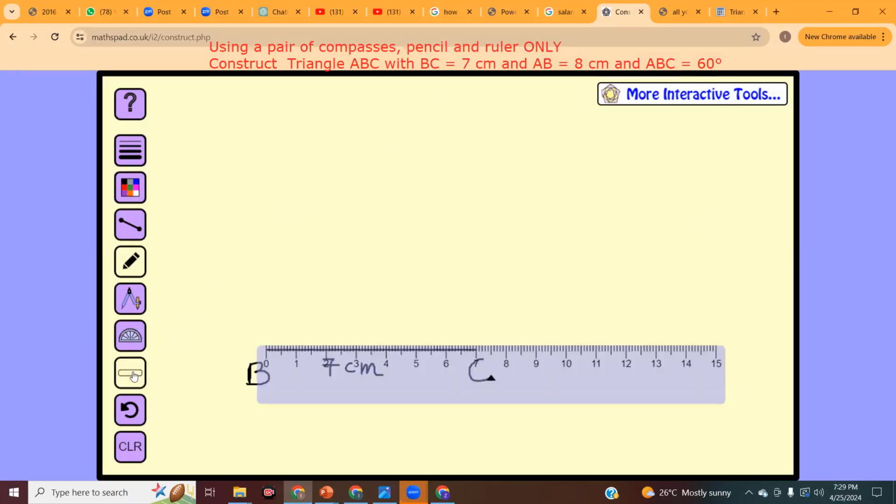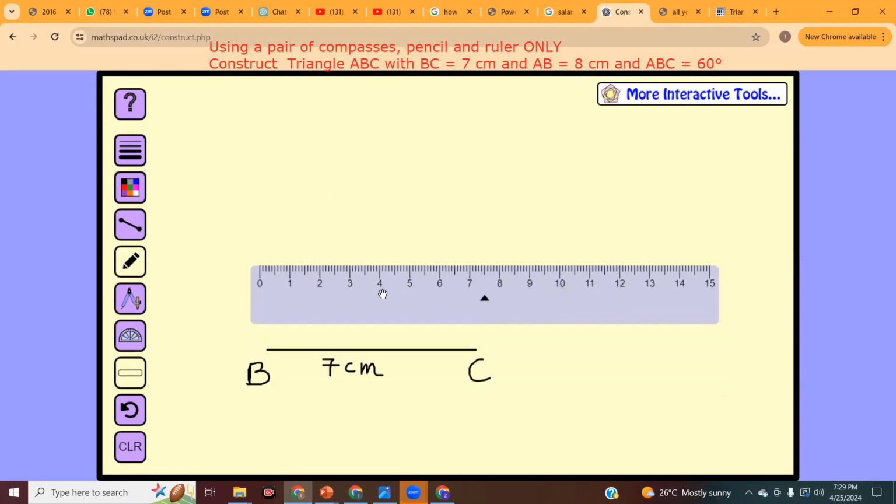So we get our ruler, like you said. And because we're trying to draw AB, and AB is 8 centimeters, we have to go here and make sure I measure 8 centimeters right there.